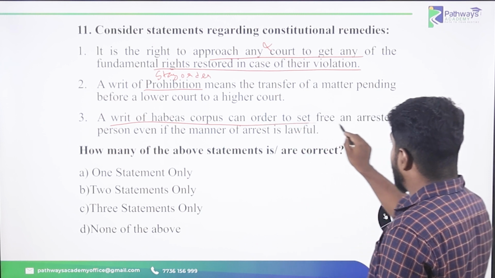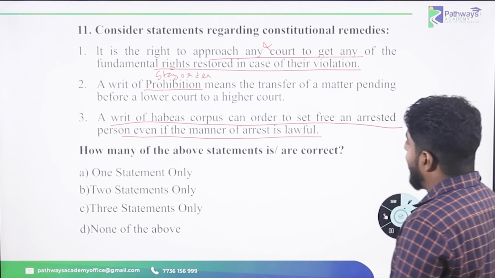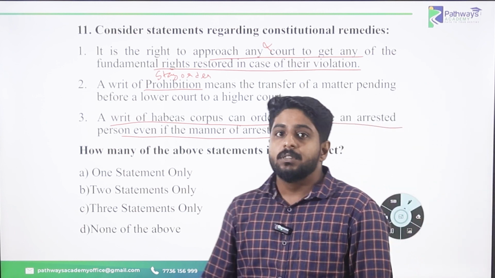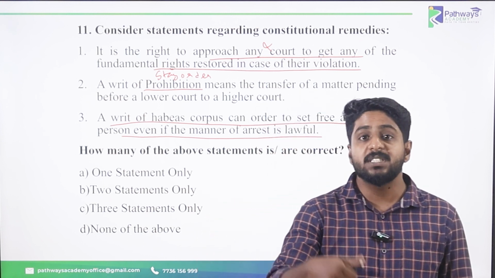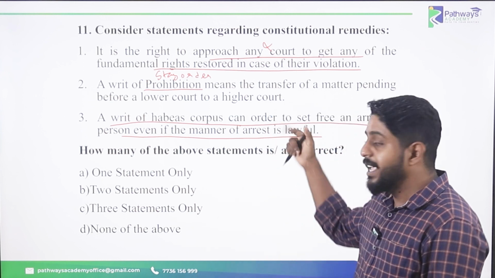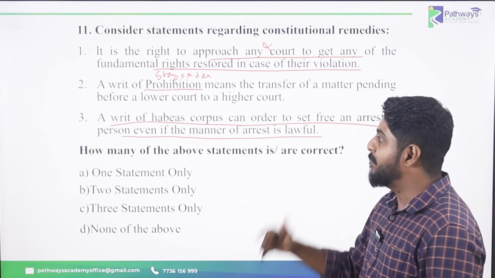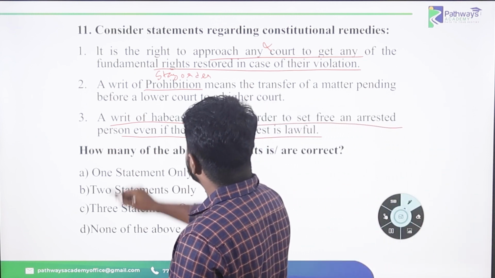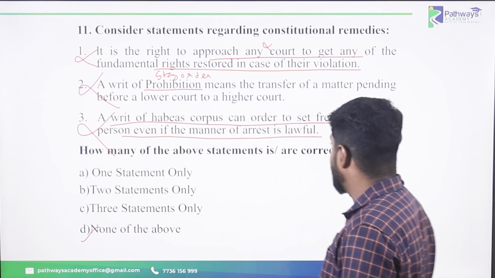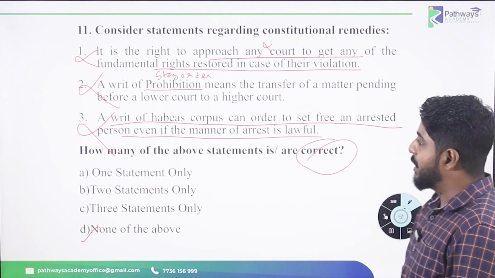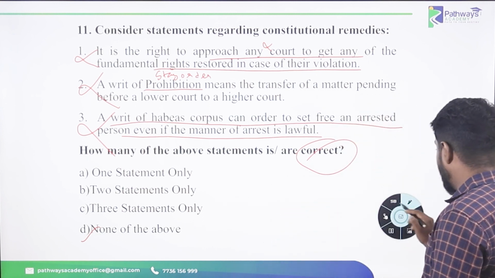Writ of habeas corpus can order to set free an arrested person even if the manner of arrest is lawful. Sir, if it is lawful, how can the writ of habeas corpus order that person to be released? If this is lawful, why should that person be set free? Isn't it? It is just application of logic. So here, all these statements are wrong and the answer is option D, because you are supposed to choose the correct statement. None of the above statements are correct. Very good. Question number 12.